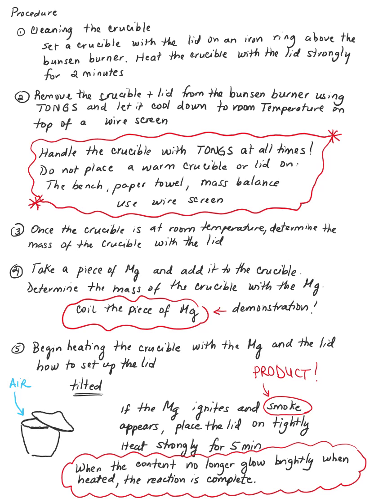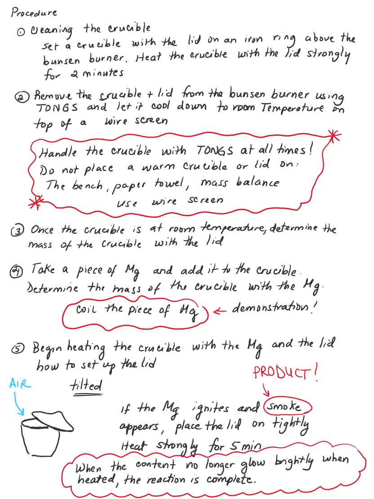I will show you how to coil the piece of magnesium. It needs to be in a specific range in size, so it will go all the way to the bottom of your crucible. So you will coil your magnesium, and with the crucible still on the mass balance, don't remove it. With the crucible still on the mass balance, you're going to put the piece of magnesium inside of your crucible. So now you're going to copy the new mass.